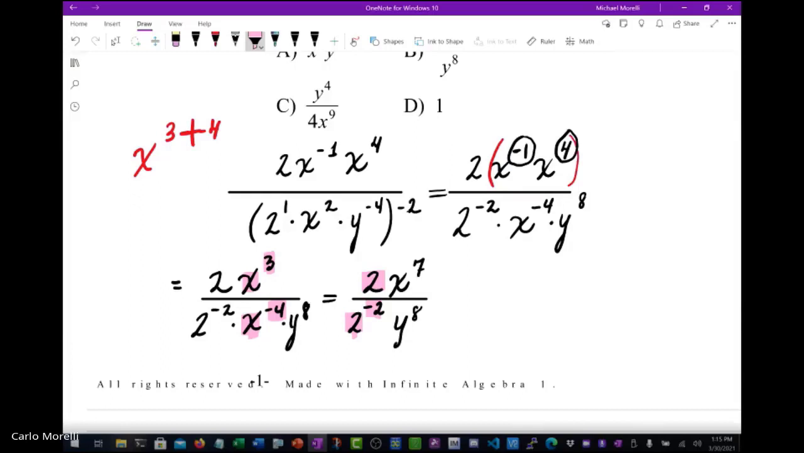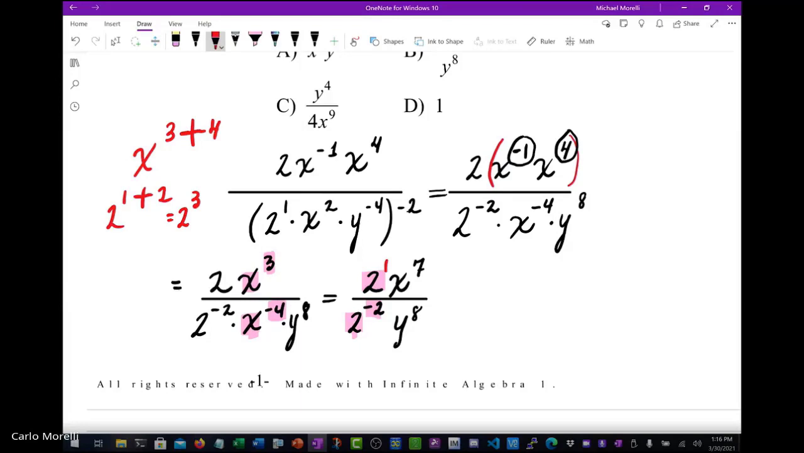But the easiest way is to actually treat the 2 like it's a letter. Remember, 2 by itself has an exponent of 1. So you can use the quotient rule here, and you can write out 2 raised to the power of 1 minus negative 2, which is 1 plus 2. So you're going to have 2 raised to the power of 3. That puts it up on top, okay?